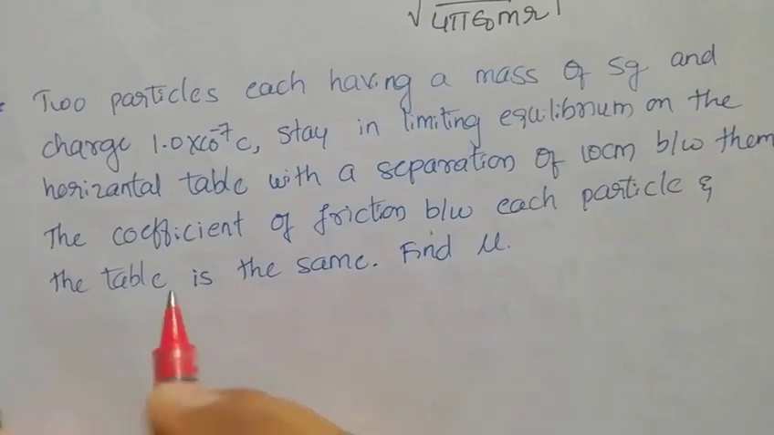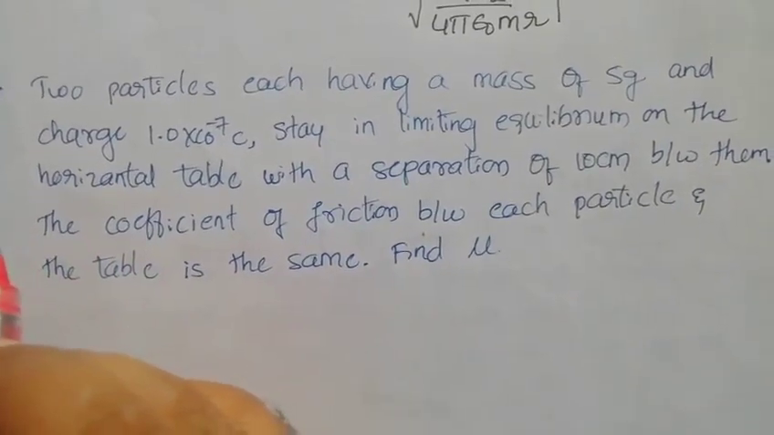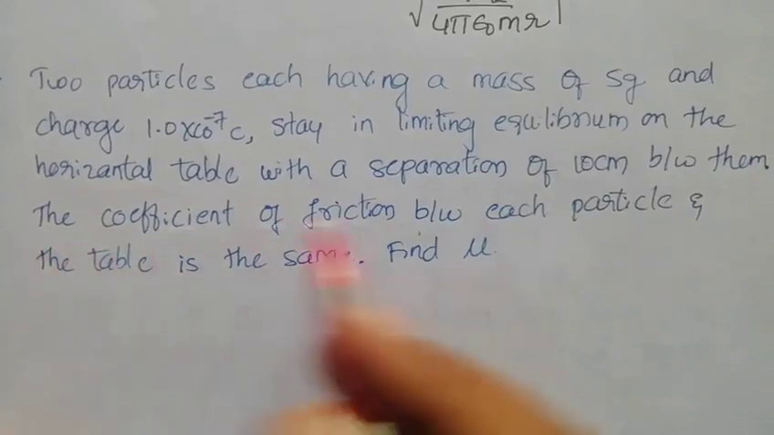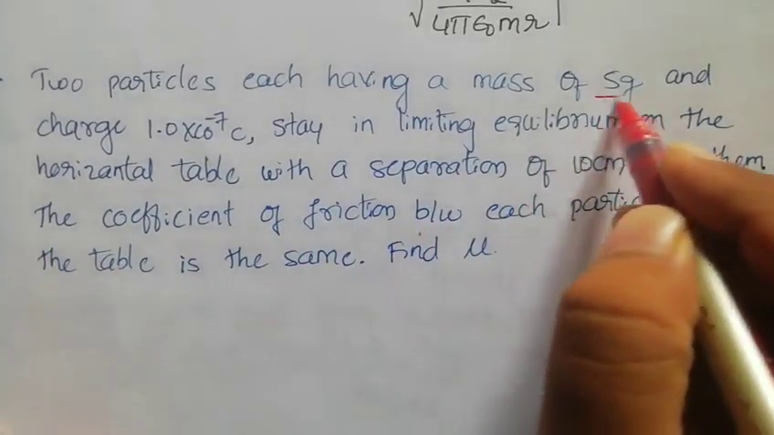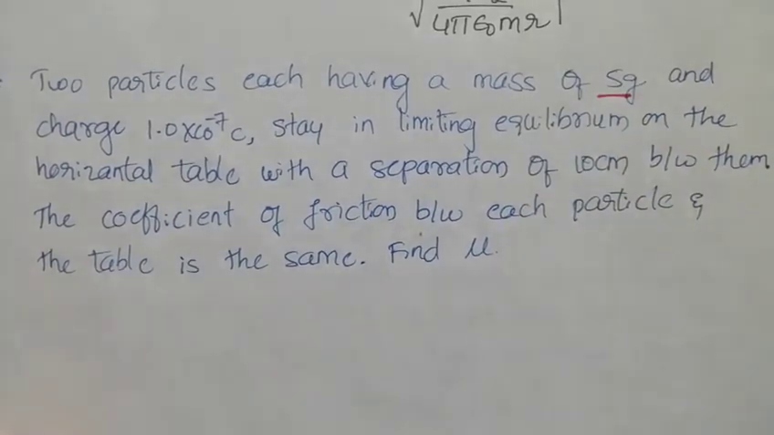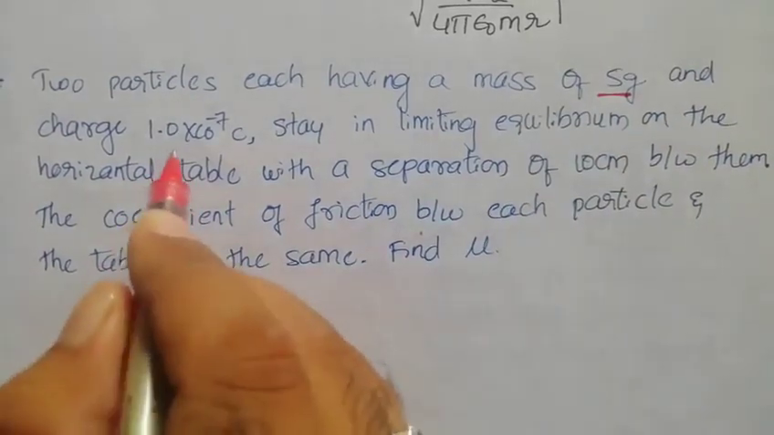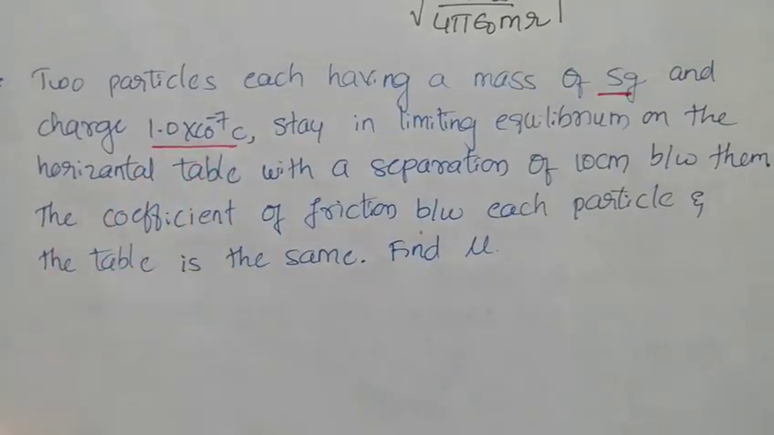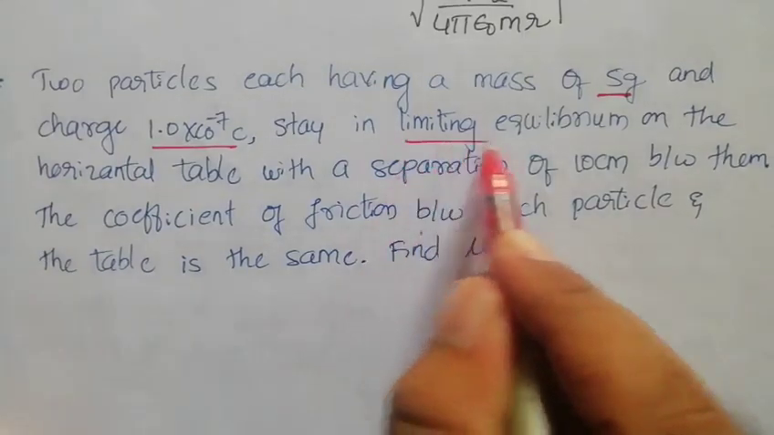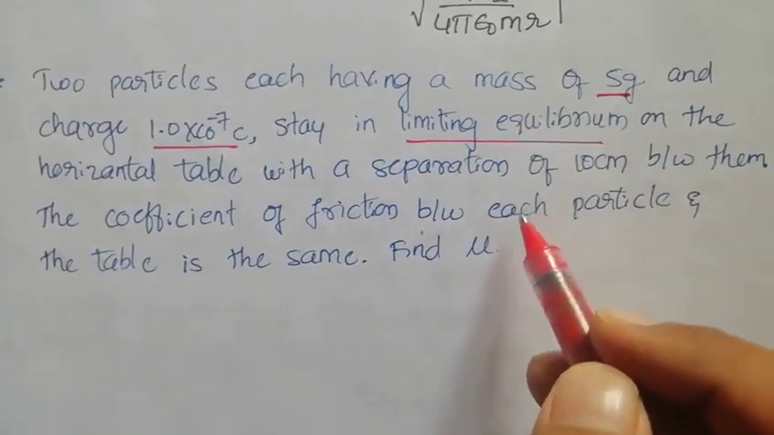Okay, there are two particles, each having a mass of 5 grams, and each given a charge of 1.0 into 10 power minus 7 coulomb, staying in limiting equilibrium. This is again related to the first year concept about friction.